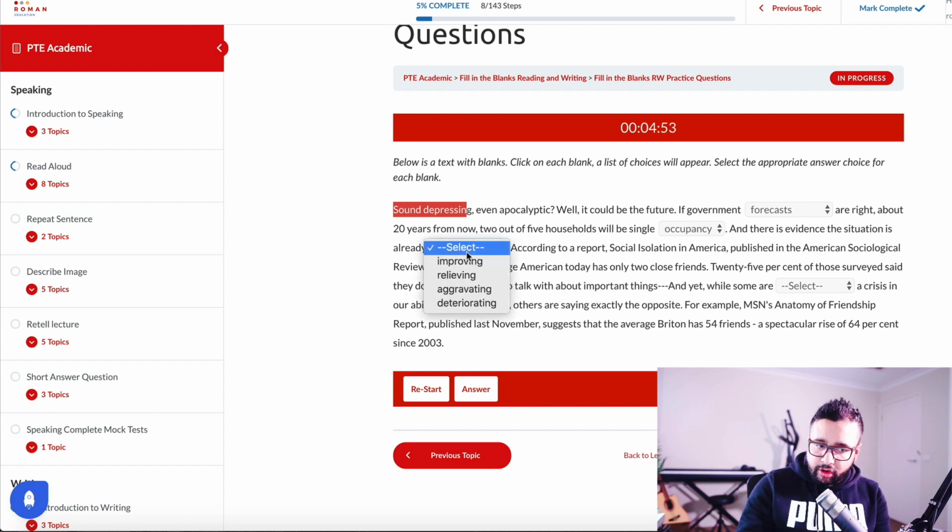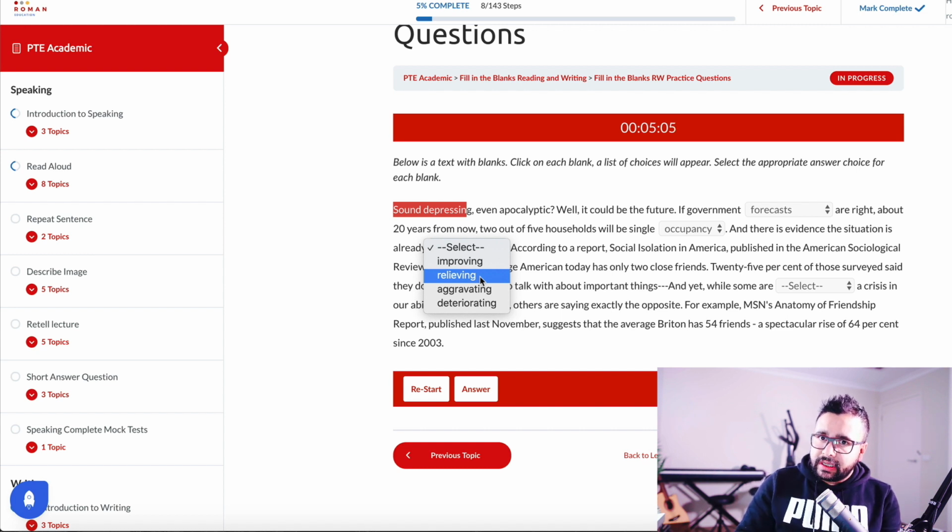Now, when I look at the option, one thing that I immediately notice here is improving and relieving are positive words, whereas aggravating and deteriorating, these are negative words. It's very common in your exam for you to get options like this, where two options will be positive and two options will be negative. Whenever you see these kind of options, let's say you have not read the passage, you still do not have the context, but while looking at the option, you realize that some options are positive and some options are negative.